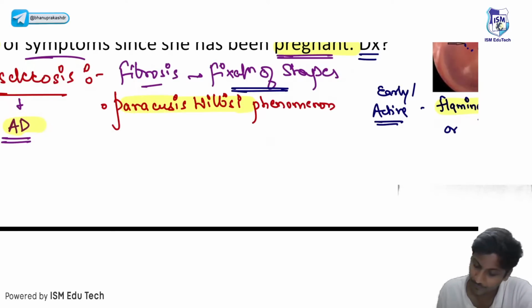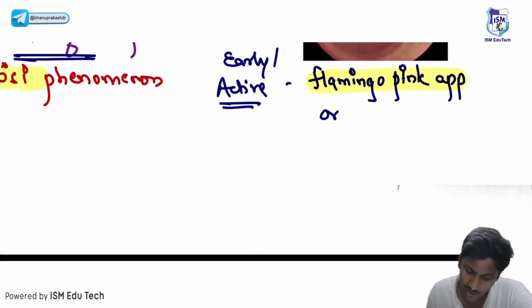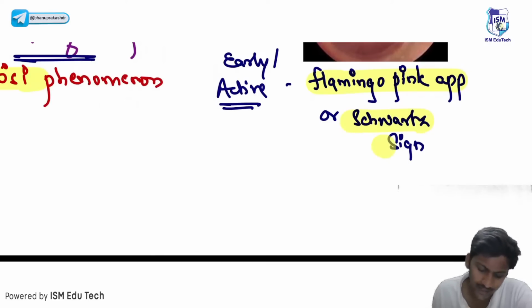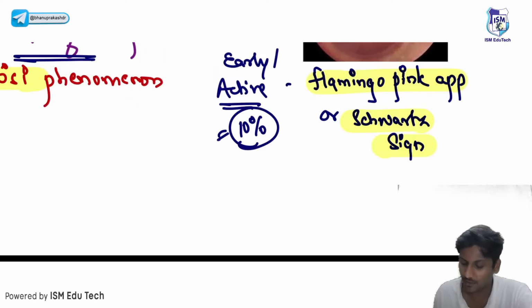That's important. So very good all of you. This flamingo pink appearance or the pinkish appearance is known as the Schwartz sign. Now all of you will tell me that only 10% of cases who come to me are in the active or early stages of the disease, who will show us the flamingo pink appearance or the Schwartz sign.